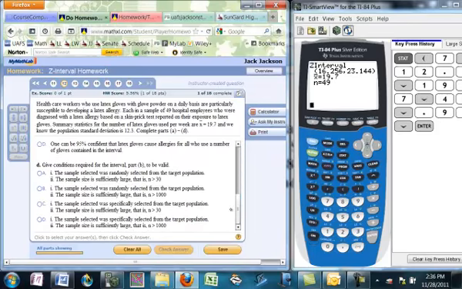Okay, what do we need it to be valid? We kind of went over this already. We do need the sample selected randomly from the target population, and the sample size needs to be large, at least around 30. Okay, so I believe that's A. And that should be good, and I believe everything checked out there. Very good.